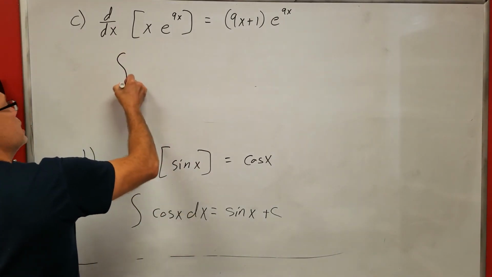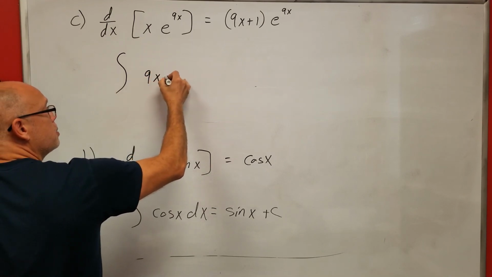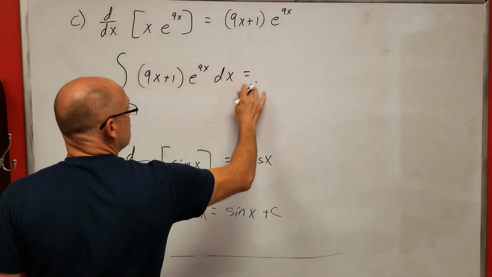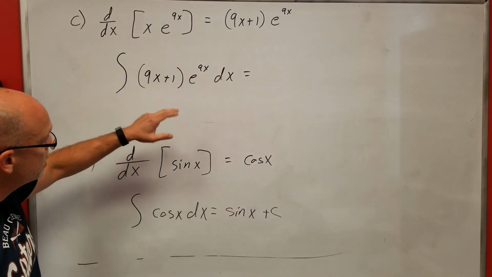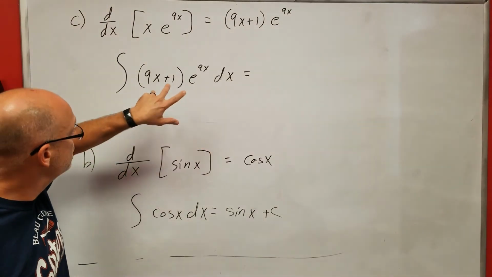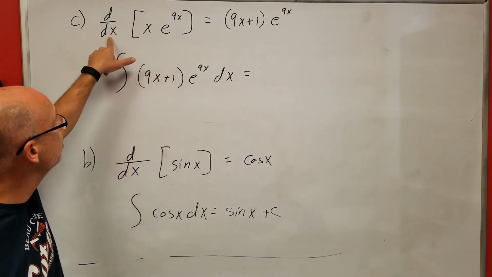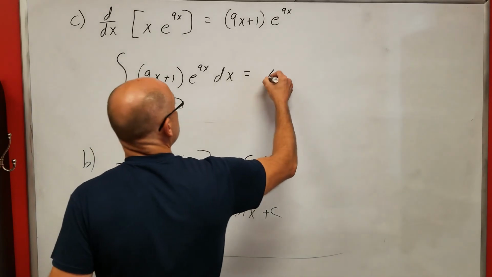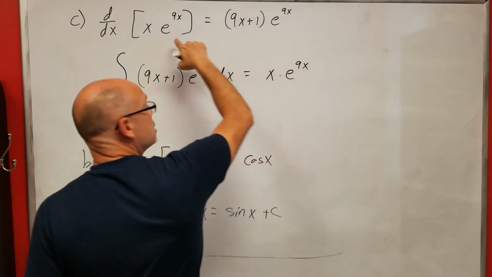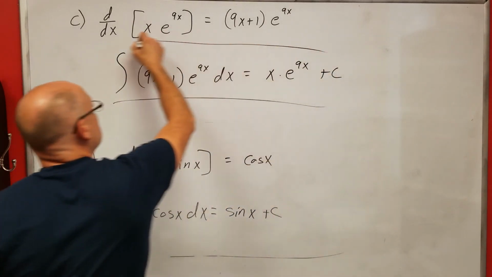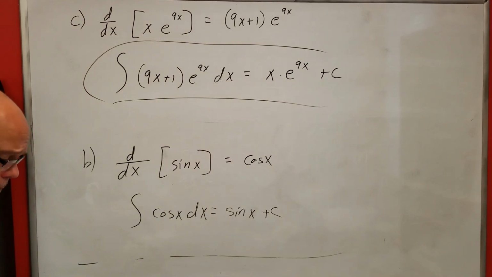So what happens if I take the integral of the right-hand side, (9x plus 1) e to the 9x dx? What should I get back? Remember what this is asking. This is asking, what do I take the derivative of to give me this inside part? Well, we took the derivative of x times e to the 9x, this stuff, but we need a plus c, okay? There is my corresponding integration formula right there. They're just trying to reinforce that taking a derivative and integrating are inverse processes.